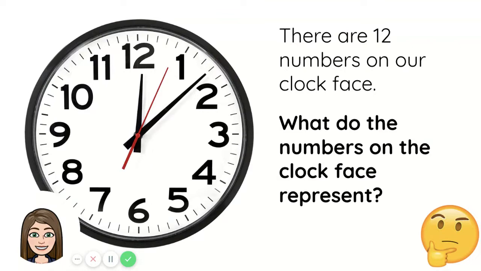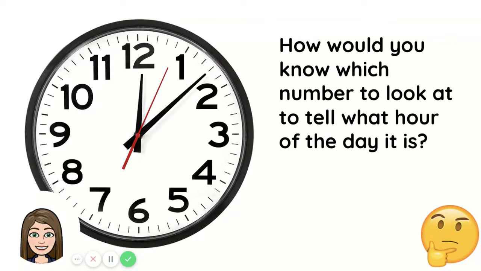Yesterday, you saw how the number path can be found on an analog clock. There are 12 numbers on our clock face. What do the numbers on the clock face represent? Share your answer with someone near you. If you said the numbers represent the hours, good job.